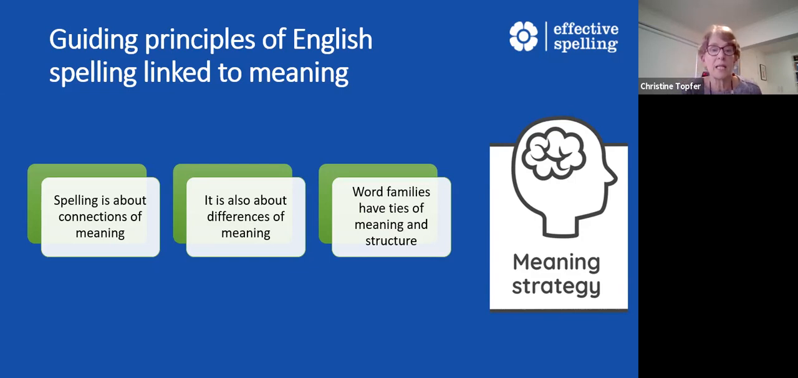The next point here is that it's also about differences of meaning. So spelling can show differences of meaning even when words sound the same. So that's when we look at homophones, so here and meet and meet. And another principle is that word families have ties of meaning and structure. So a family of words is related by structure and meaning. That means they share spelling, and you saw that, say, in please and pleasant, or all of the ones that we've just looked at. And this is the area of these word families with ties of meaning and structure that we're going to look at today.